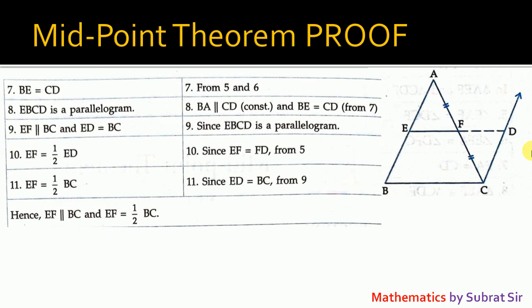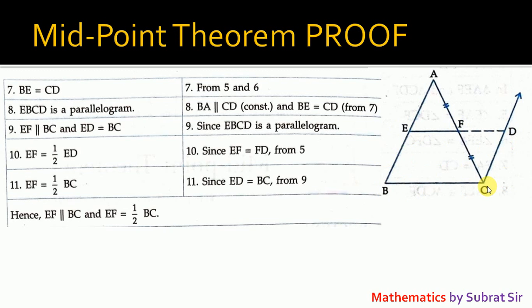If these two lines are parallel, sorry, these two lines are parallel, and AB is equal to CD, then we can take EBCD. This EBCD is a parallelogram. Okay, if EBCD is a parallelogram, then we can take EF is parallel to BC, and also ED is equal to BC. Hence, it is a parallelogram. So one thing is proved, that EF is parallel to BC.